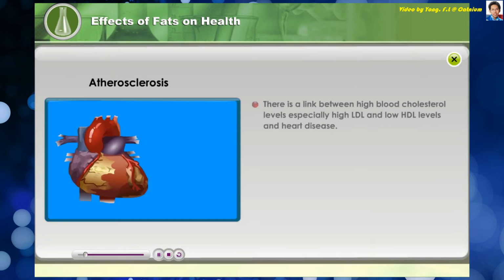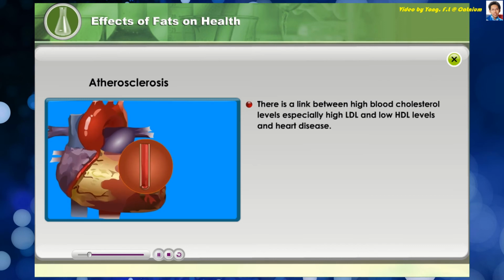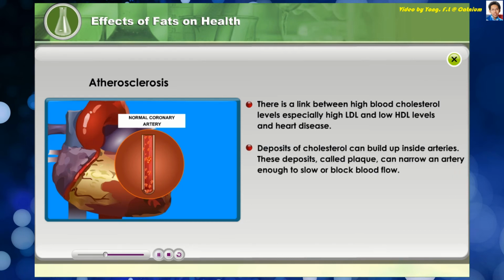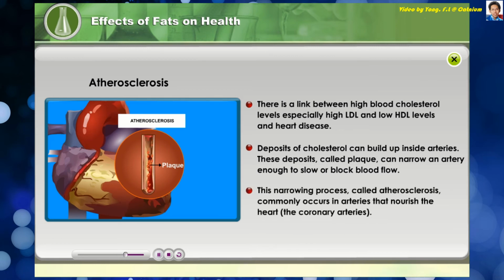Atherosclerosis. There is a link between high blood cholesterol levels, especially high LDL, and low HDL levels and heart disease. Deposits of cholesterol can build up inside arteries. These deposits, called plaque, can narrow an artery enough to slow or block blood flow. This narrowing process, called atherosclerosis, commonly occurs in arteries that nourish the heart, the coronary arteries.